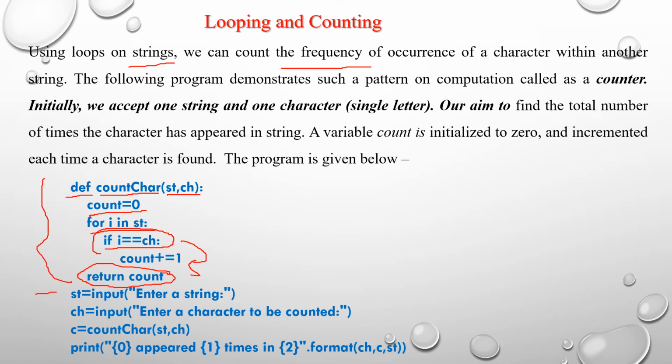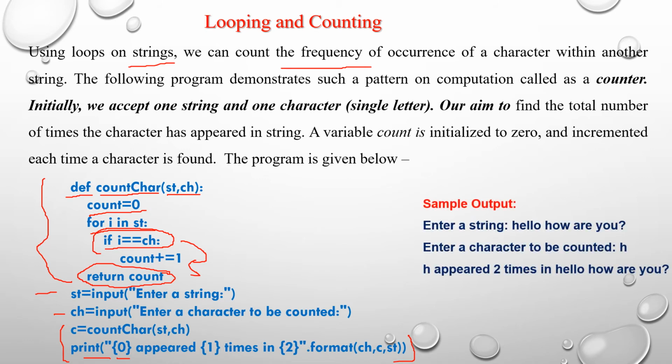The inputs are: input, enter a string, and character is another input, enter a character to be counted. After that we are going to count: c is equal to count_character of st, comma, character. After that we are going to print. Within curly brackets we declare 0, appeared 1 times, using .format with character, c and string. This will print how many times the character appeared in the string. The curly bracket 0 .format we are going to discuss later.